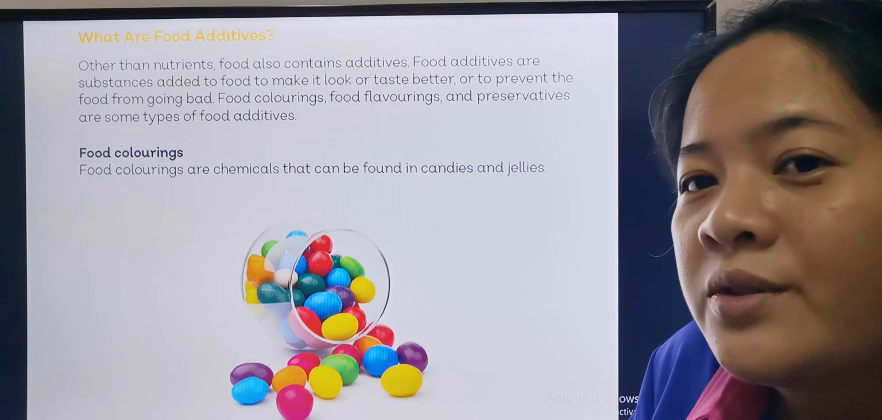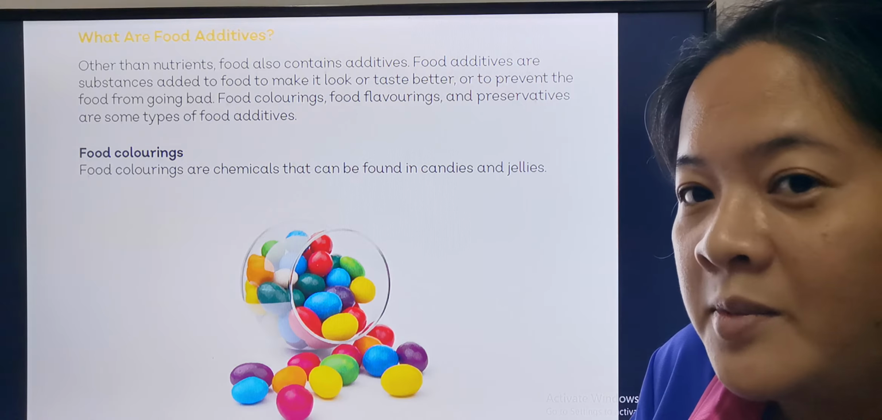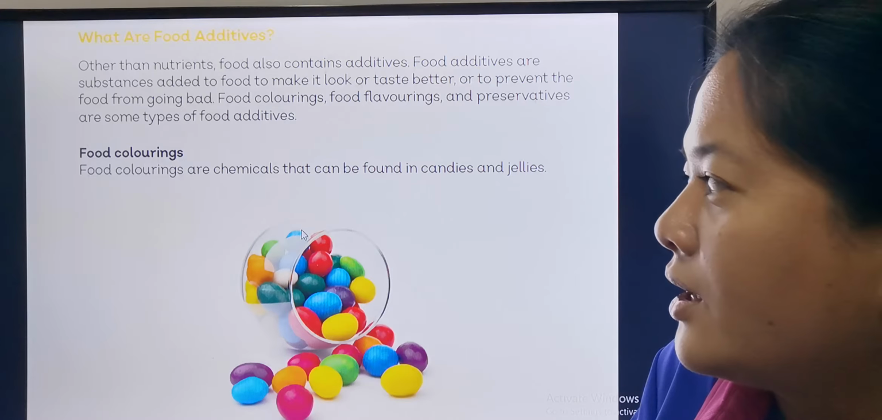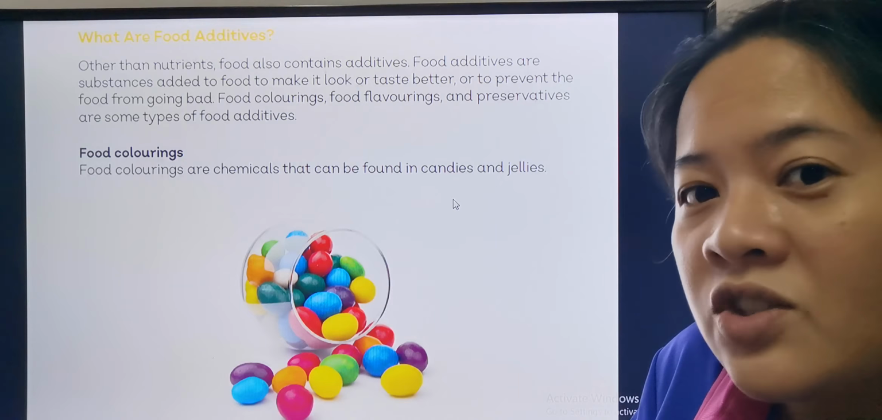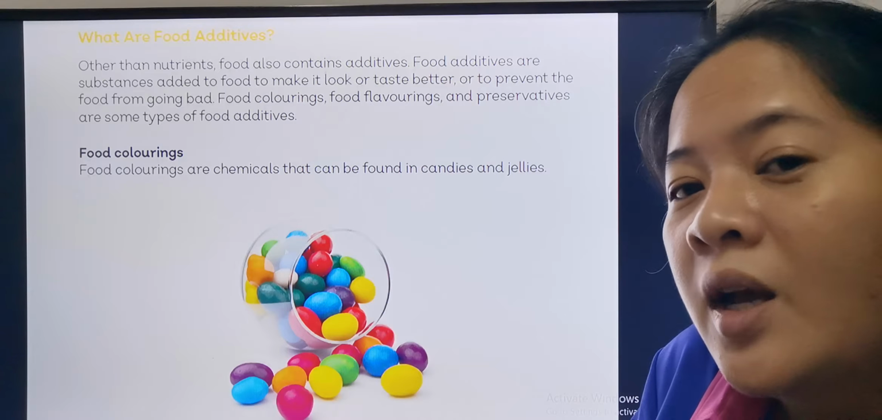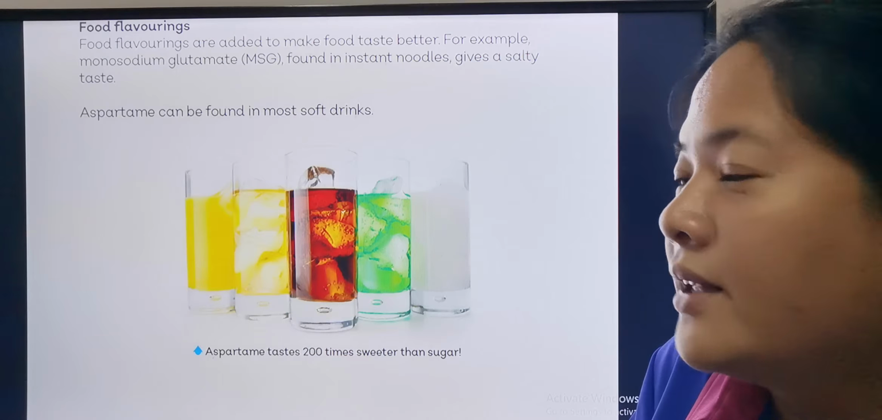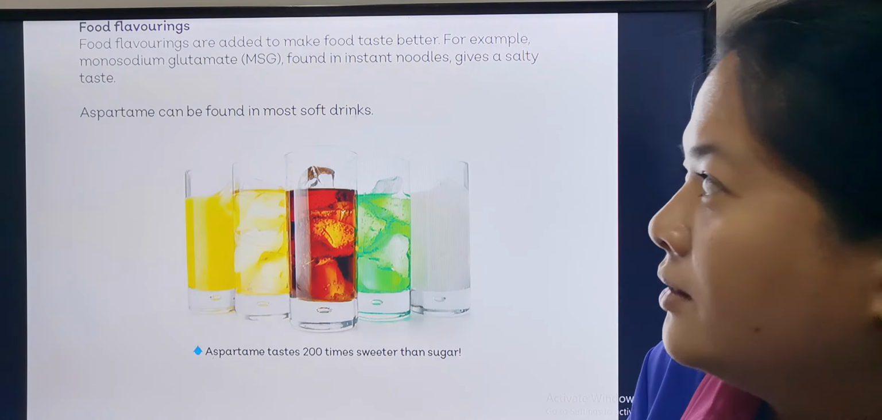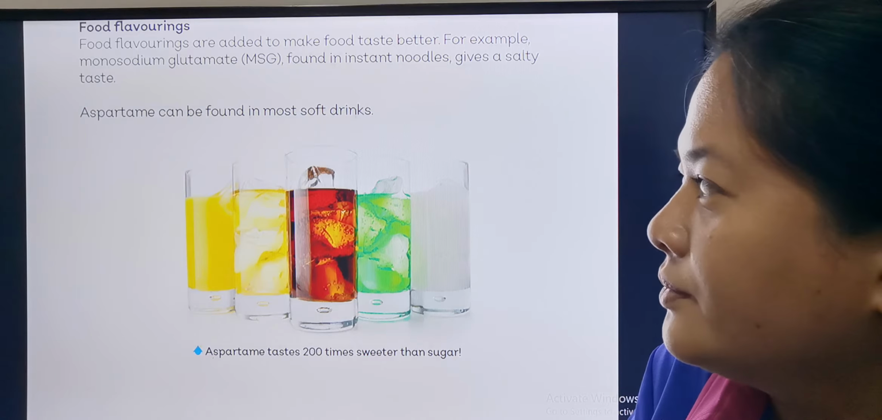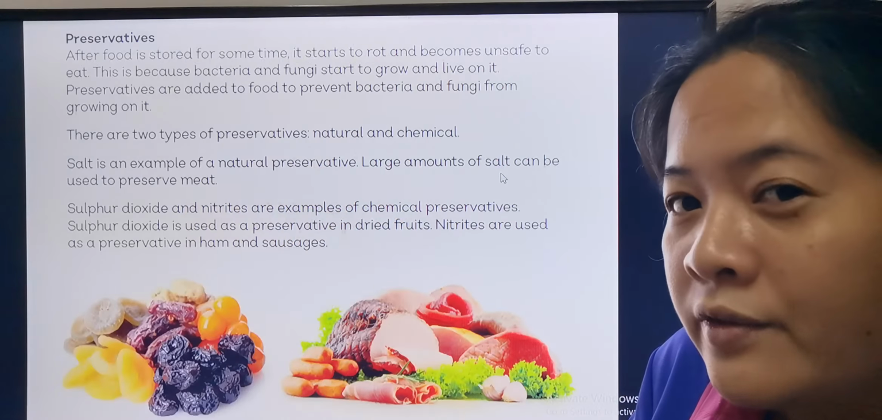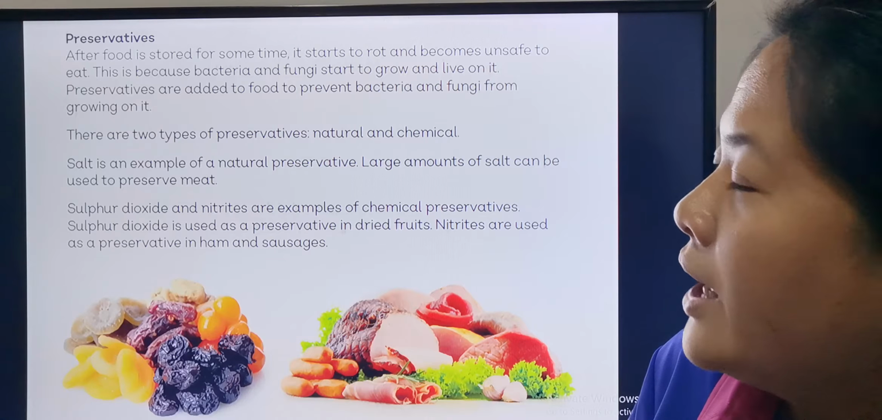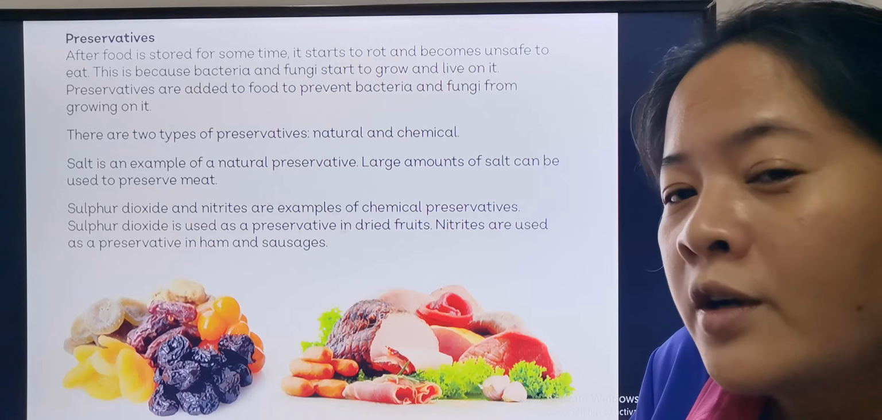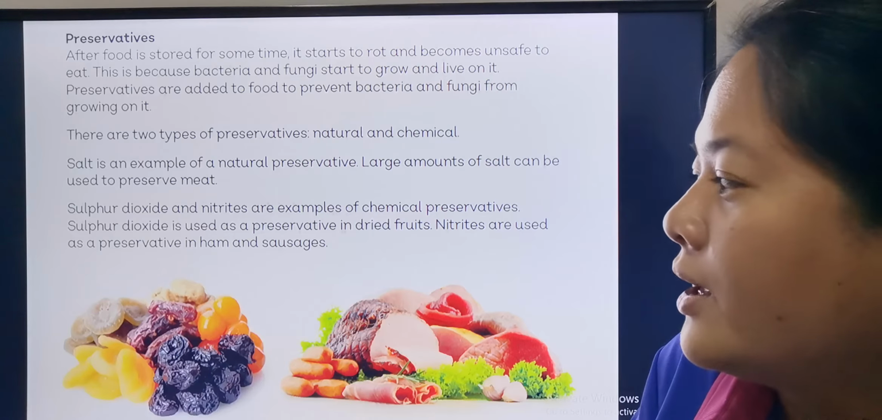And then we also studied about food additives, okay? What are the different food additives? We have food colorings, okay? Chemicals found in candies and jellies. They add to the food to make it more appealing. And then food flavorings, they add to the food to make it taste better, okay? And preservatives to help the food to be stored longer, or to have a longer shelf life, okay?